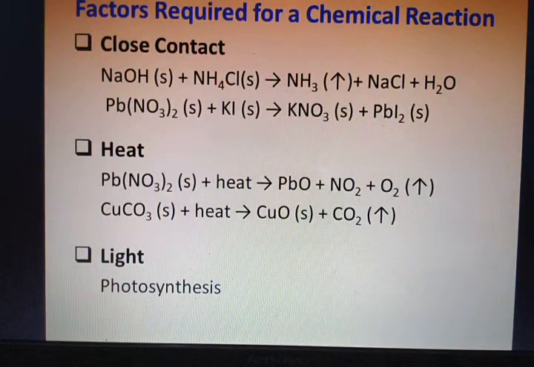Copper carbonate, if we heat that one, we will get a black residue, copper oxide, and a colorless, odorless gas will be coming out.